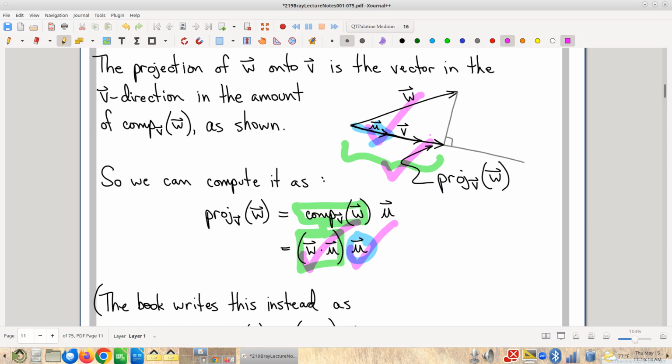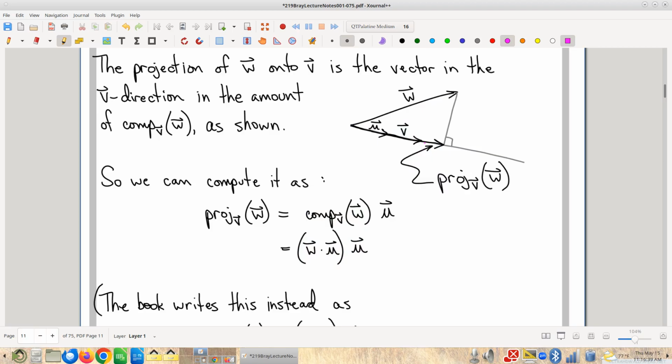That's what this class is about: understanding concepts, being able to relate ideas to other ideas, and make connections. So this formula is better for what we're going to be doing. If V was in the opposite direction, would the projection of W be on the span of V, the same one? Sure, so let's entertain that question.